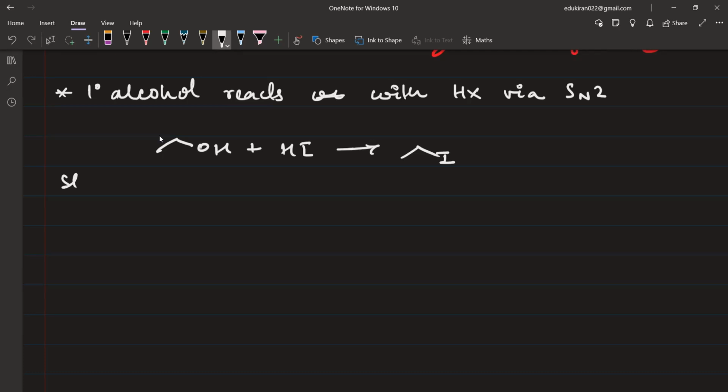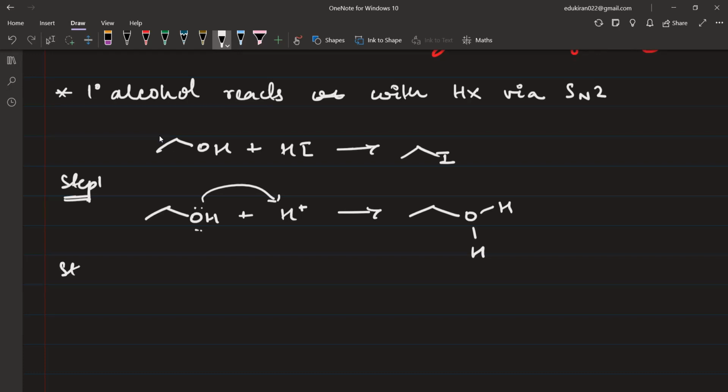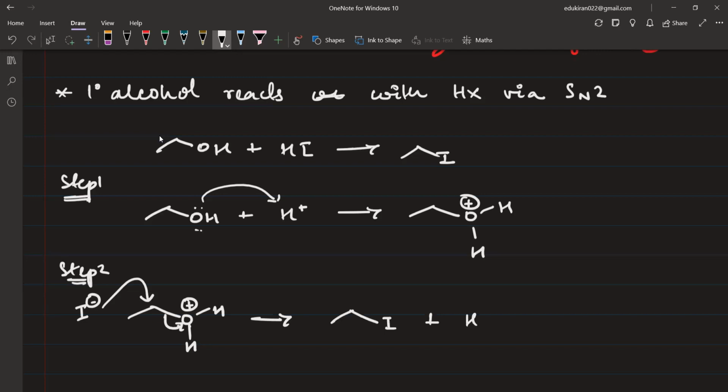Now step 1 is that the alcohol gets protonated first. You have H plus from HI. So the oxygen atom attacks onto this H plus, leading to the formation of the protonated alcohol. As soon as this forms, it will have a positive charge here. There is iodine negative waiting to attack onto this carbon atom. It attacks on the carbon atom and the leaving group leaves, and hence we get a water molecule.